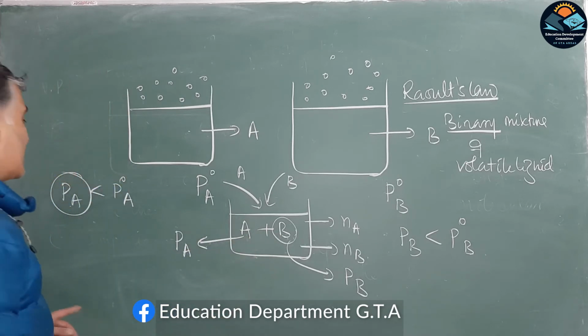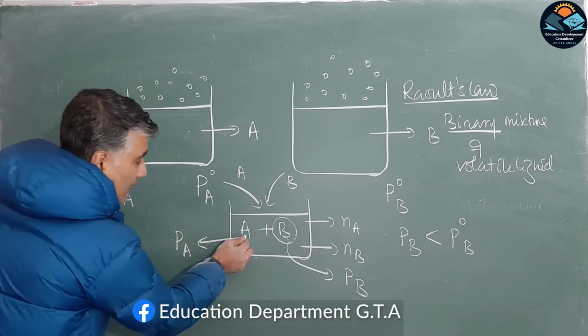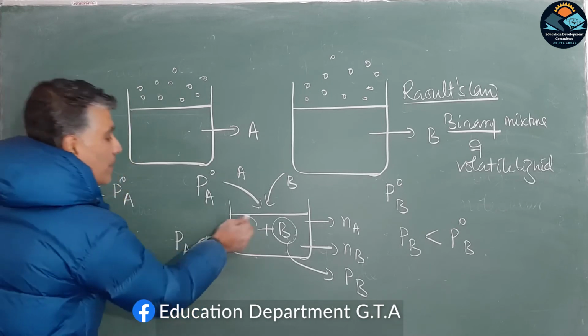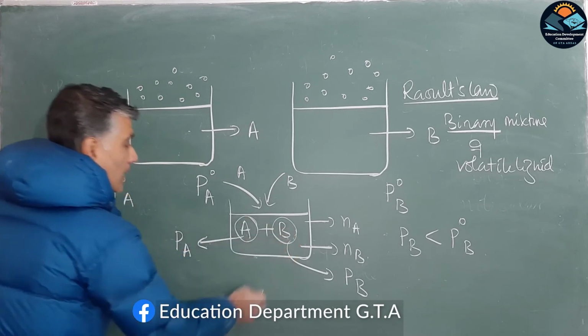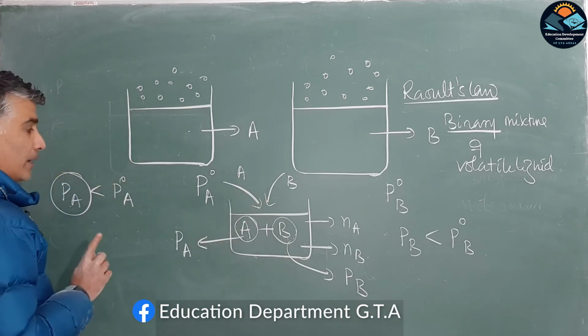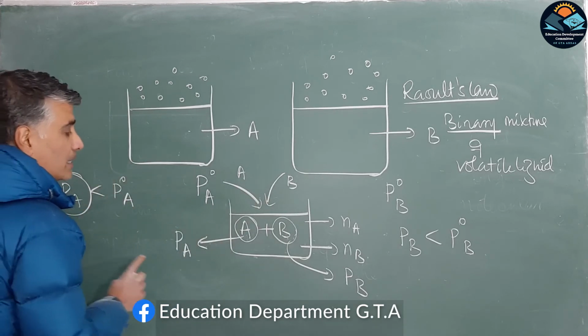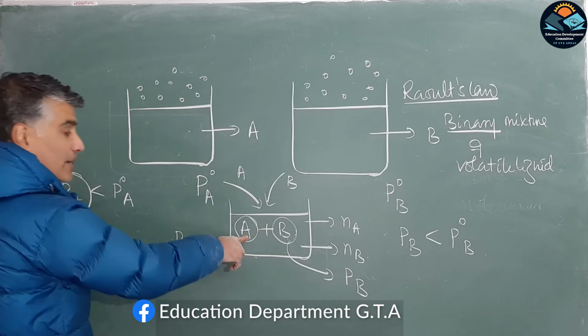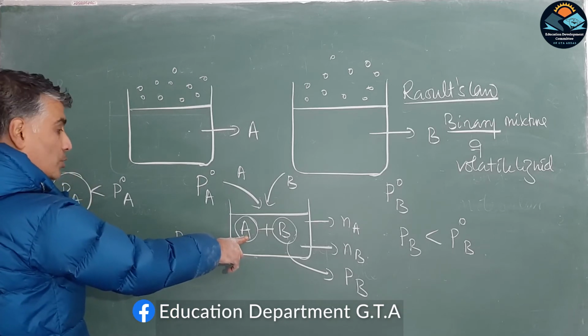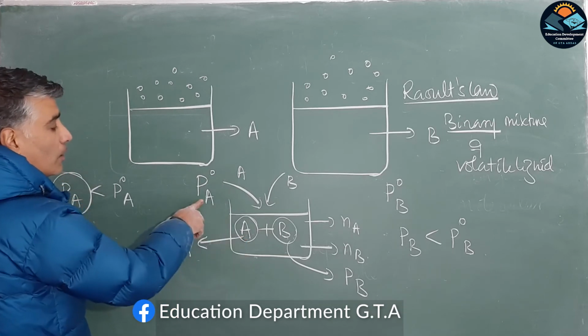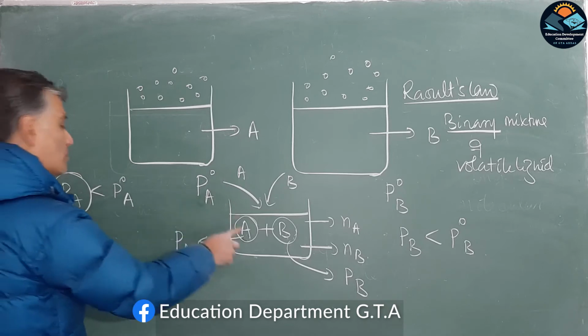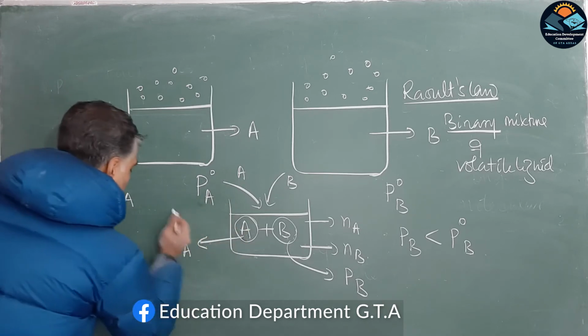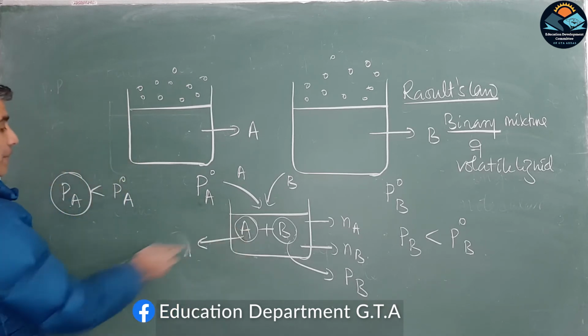This law states that the vapor pressure of any component liquid, like vapor pressure of A or vapor pressure of B, in the mixture of two volatile liquids is given by the product of the mole fraction of that liquid in the mixture and its vapor pressure in the pure state. So what's the meaning of that? Let me explain. What's the vapor pressure of A here in the mixture?